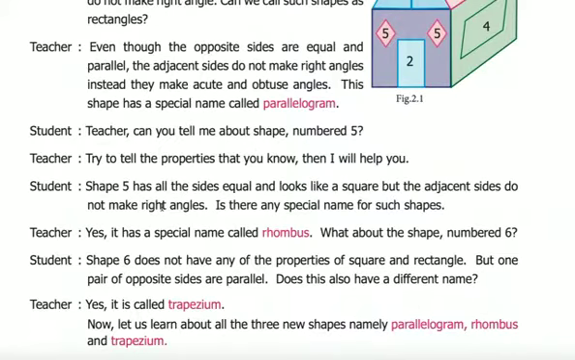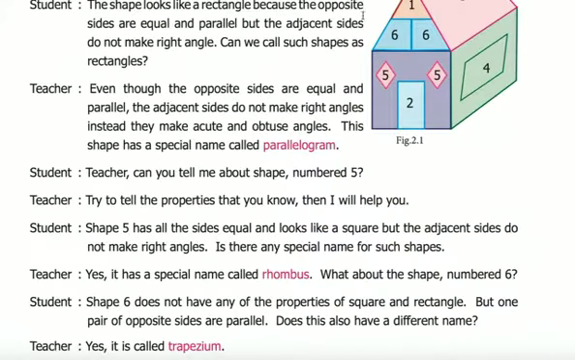That is the important point here. When the adjacent sides make right angle, then it will be nothing but a square because all sides are equal. See shape number 5, that is what we are talking about, right? Then what is the teacher saying? Yes, it has a special name called rhombus. What about the shape number 6? Let me show you shape number 6. It's quite awkward, right? Quite different, right?